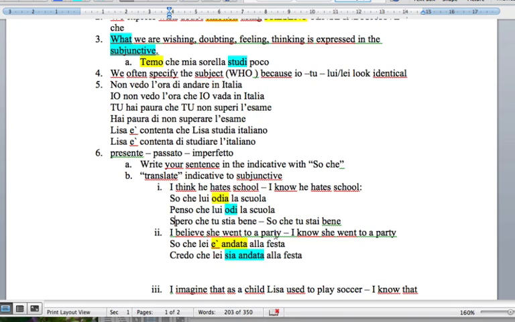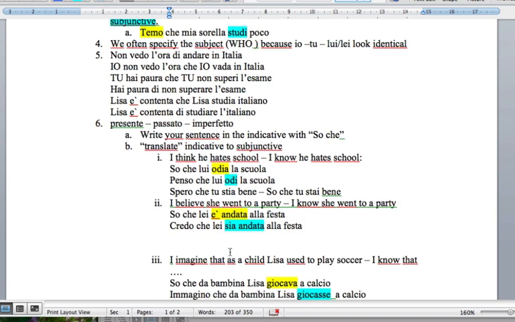I believe she went to a party. Let's first practice with I know she went to a party. So che lei è andata alla festa. That's passato prossimo indicative. We just change it into passato prossimo subjunctive, which is very easy. We keep andata, it's identical, and the è changes to sia, because sia is a subjunctive form of essere.